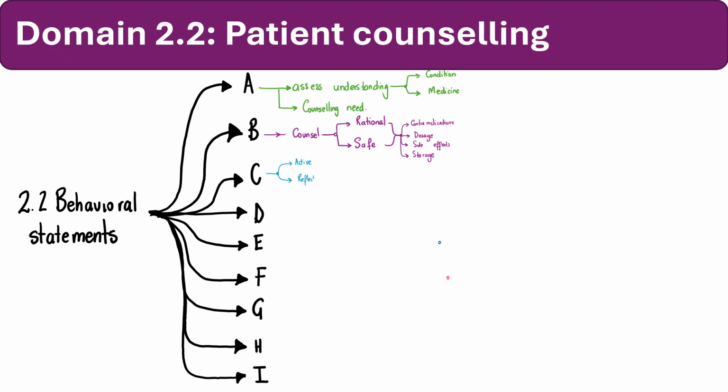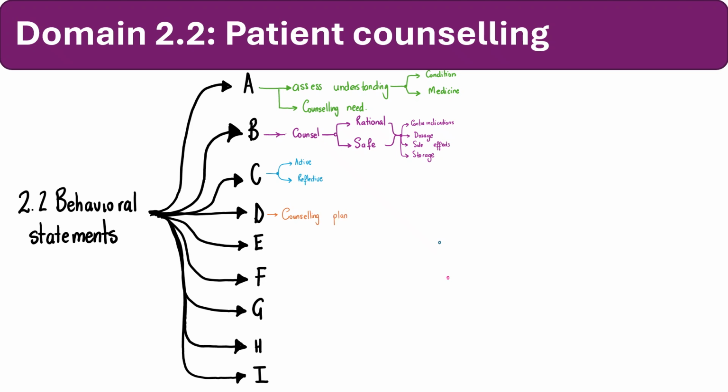Behavioral statement C is a compound behavioral statement whereby you're supposed to show understanding of active and reflective listening. So active listening is being present. Have you ever had someone who says, you are here, but you're not here? So you need to show the patient that you are here, eliminate distractions. Then reflective listening is paraphrasing and repeating the information, but you can check the definitions of this. So it's important that you're able to show that you are able to apply both.